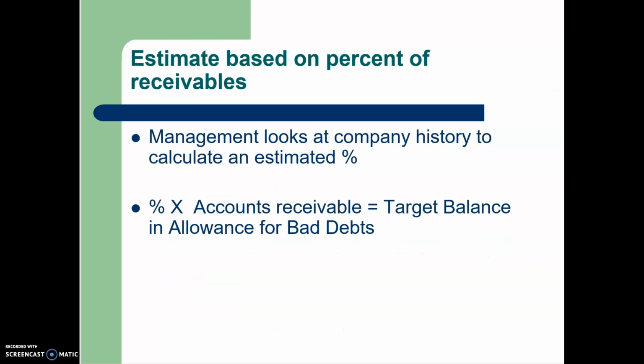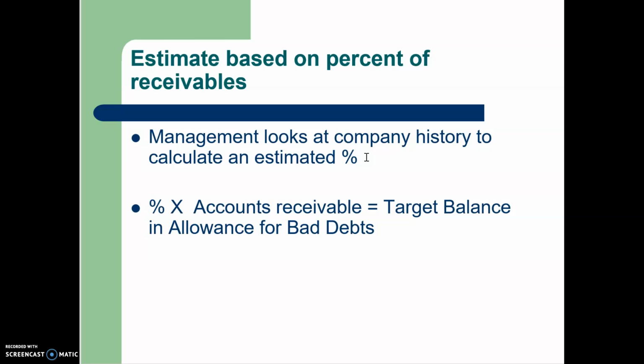So the way we do that is, again, we've got two methods of doing this. Under the estimate based on receivables, we've got the estimate based on percent of receivables. So kind of similar to the estimate based on percent of sales, we're going to look at past history to see what percentage of accounts receivables weren't collected in past accounting periods.